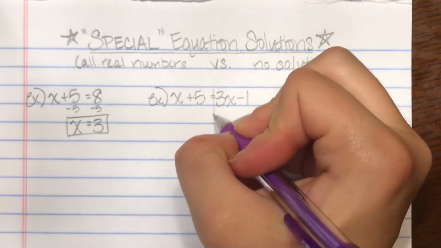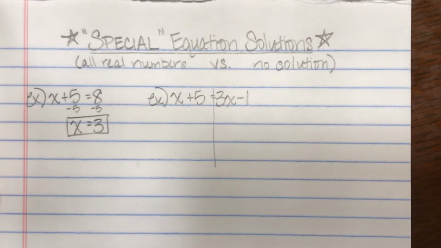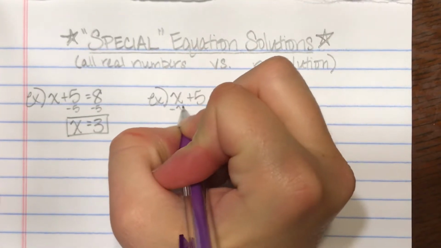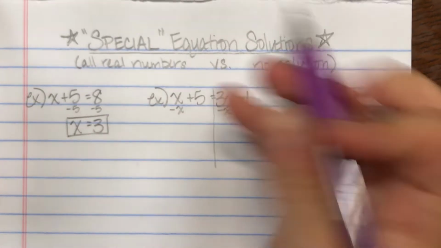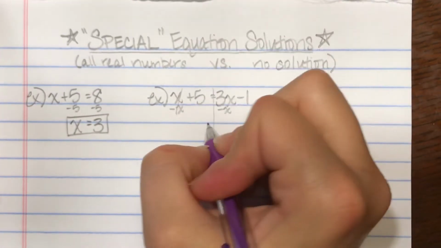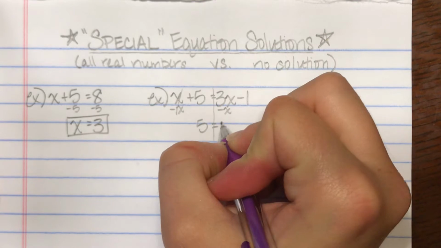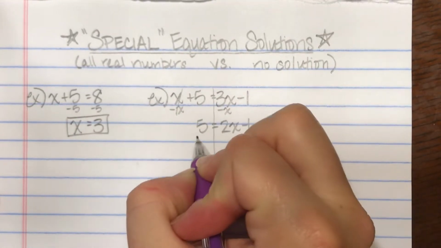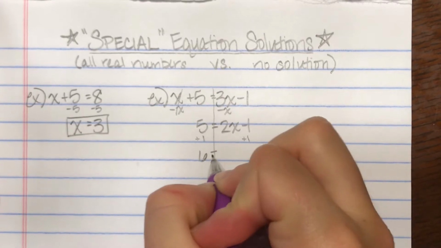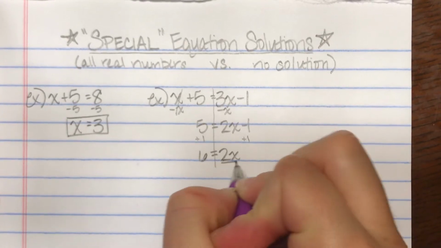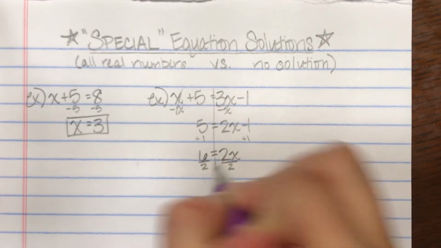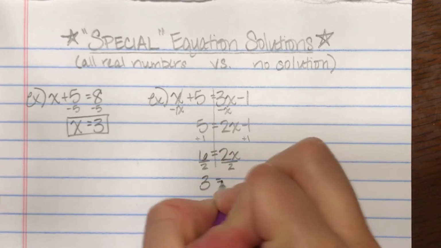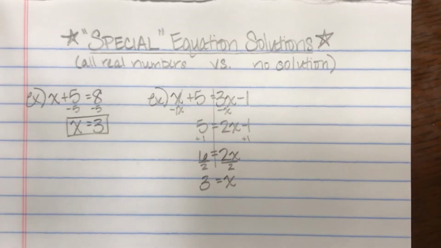If I solve this pretty quickly, this should be getting pretty automatic by now. I'm going to move my variables together, always move the smaller one. So I end up with 5 equals 2x minus 1. Going through these steps pretty quick, I'm going to add 1 to both sides. 6 equals 2x. Divide by 2 on both sides, and you get 3 equals x. This one is a little bit trickier to see.